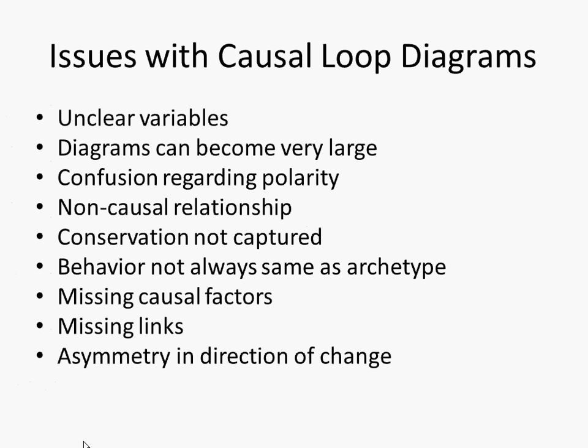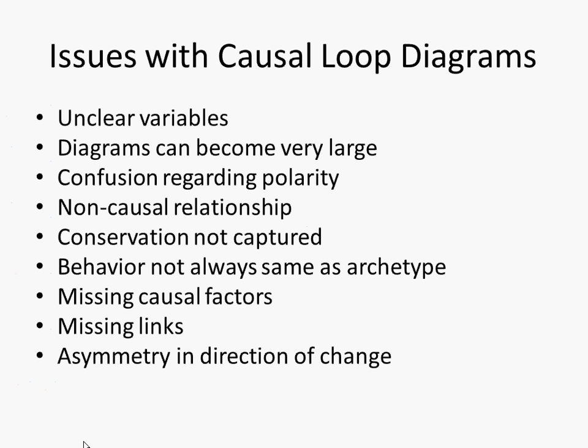Let's talk, though, about some issues with causal loop diagrams to motivate this. There's some shortcomings that can result. Some of the most common ones are listed here. Many of them can be dealt with by careful curation of the diagrams. But these are some ones that I often see in student causal loops. So unclear variables. Diagrams can become very large. Confusion regarding polarity. We talked about that.